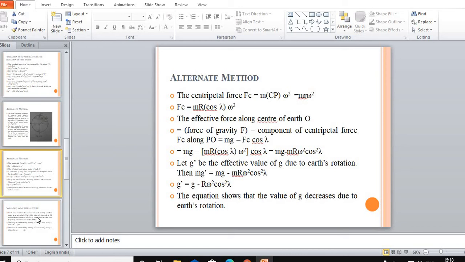Let g prime be the effective value of g due to the Earth's rotation. Then mg prime is equal to mg minus m R omega squared cos squared lambda. g prime is equal to g minus R omega squared cos squared lambda. The equation shows that the value of g decreases due to Earth's rotation.